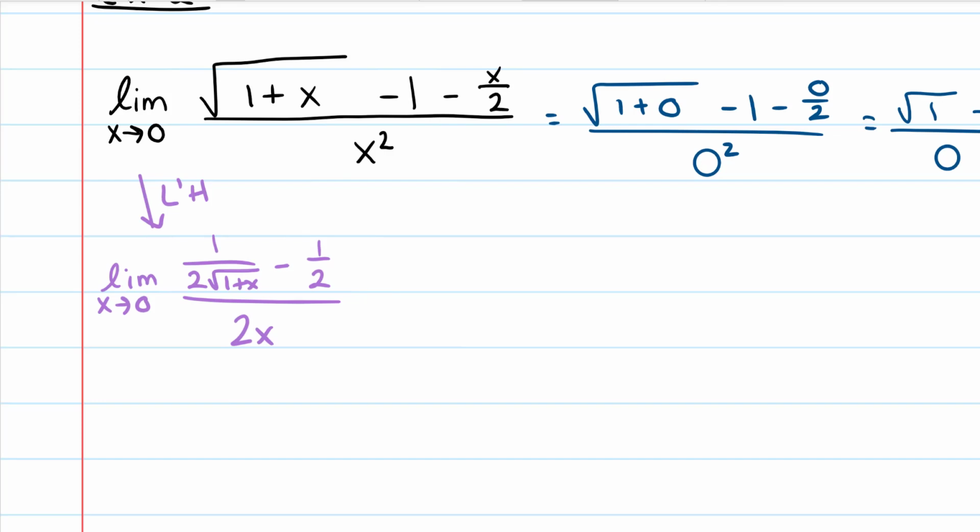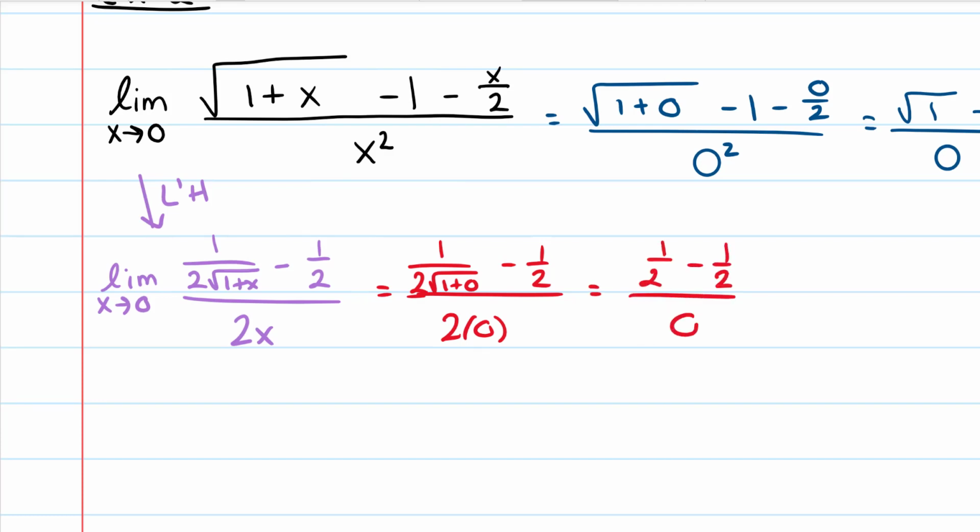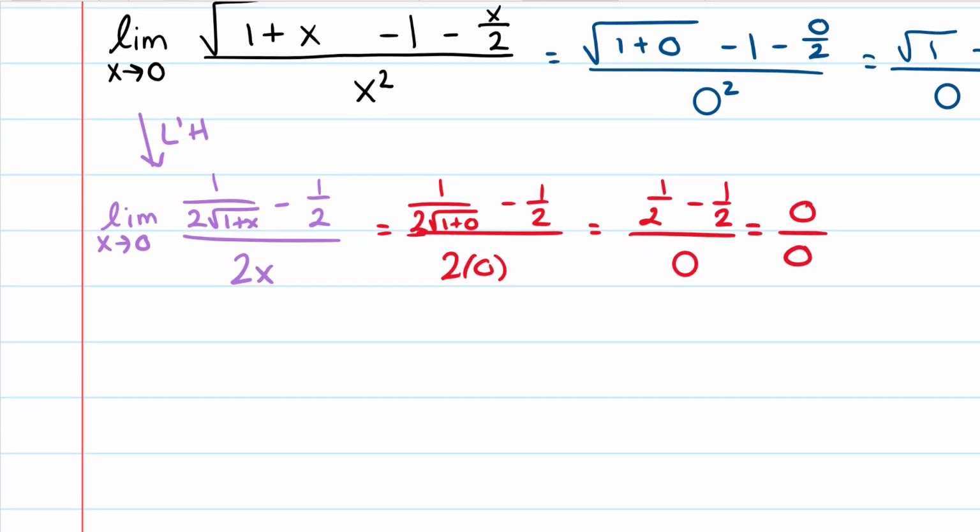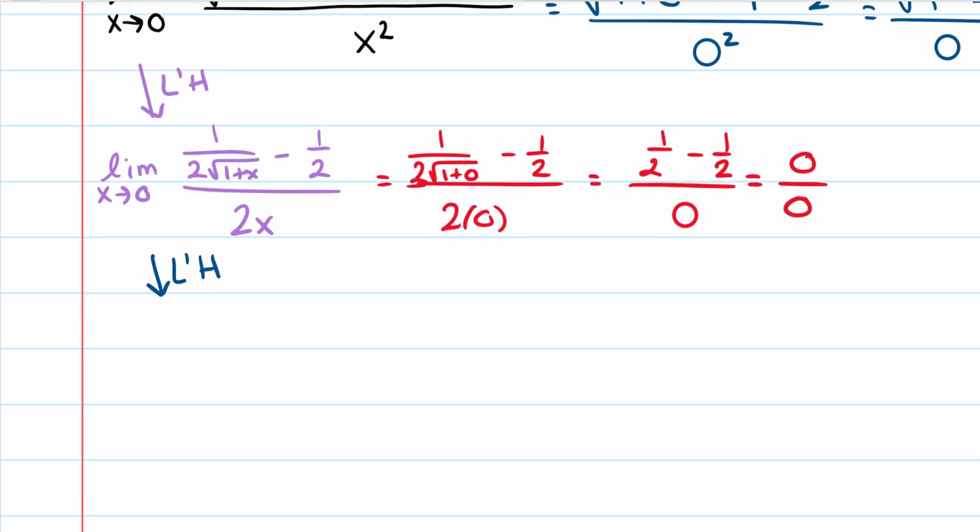So we can write this as 1 over 2 square root of 1 plus 0 minus 1/2 divided by 2 times 0. So I get 1/2 minus 1/2 over 0, which gives me 0 over 0 again. Yet again, we got an indeterminate form, which means we can use L'Hopital's rule yet again. So we're going to use L'Hopital's rule again.